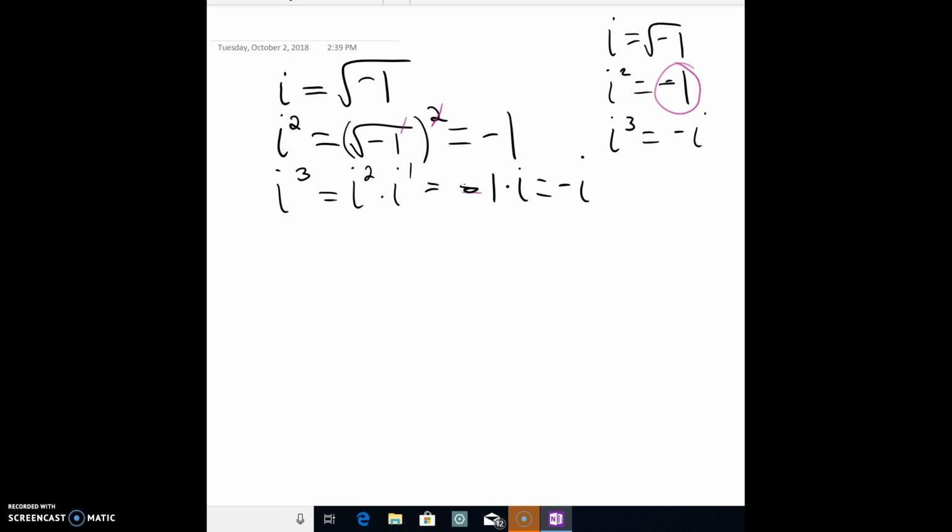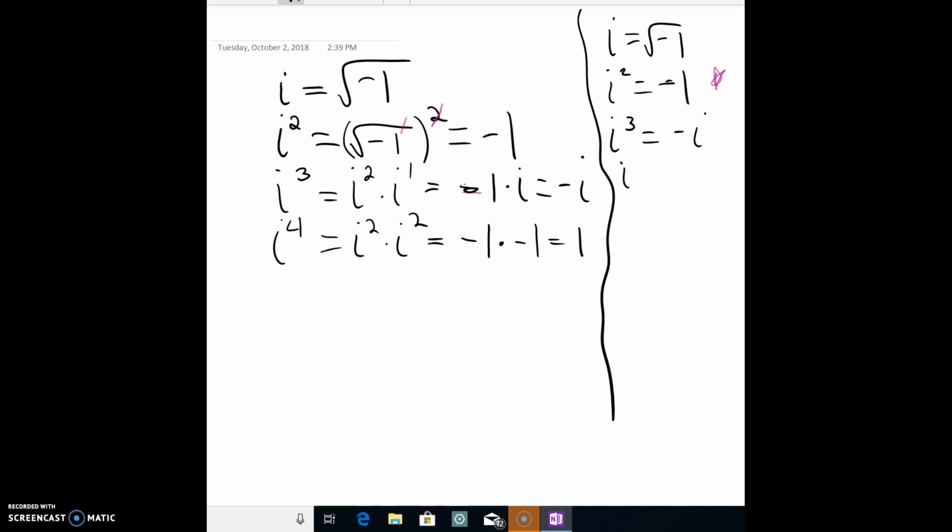Let's take a look at some other examples. If we have i to the fourth, here's a neat one. i to the fourth is equivalent to i squared times i squared. When the base is the same and you're multiplying, you add exponents, and 2 plus 2 gives you 4. As we said before, anytime we see i squared, that's the same thing as -1. So we can rewrite this as -1 times -1, which is 1. So i to the fourth is equal to 1.